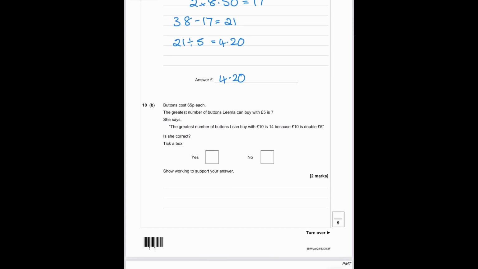Buttons cost 65p each. The greatest number of buttons Lima can buy with £5 is 7. She says the greatest I can buy with £10 is 14 because £10 is double 5. Is she correct? Well, if she bought 14, it would be 14 times 0.65, which gives me £9.10. If she bought 15 at 0.65, that would cost £9.79. So no, she can buy 15.